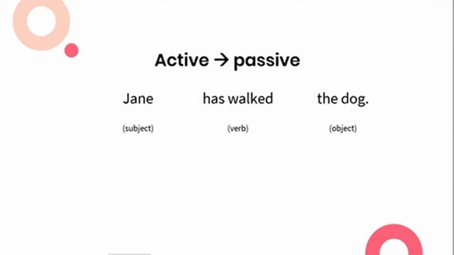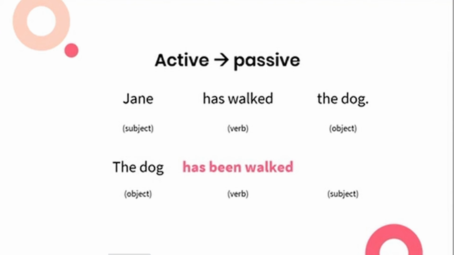Okay, what do we need? We need an object, a verb, and a subject. So, here's the passive sentence. The dog has been walked by Jane. So the verb changes from has walked to has been walked.